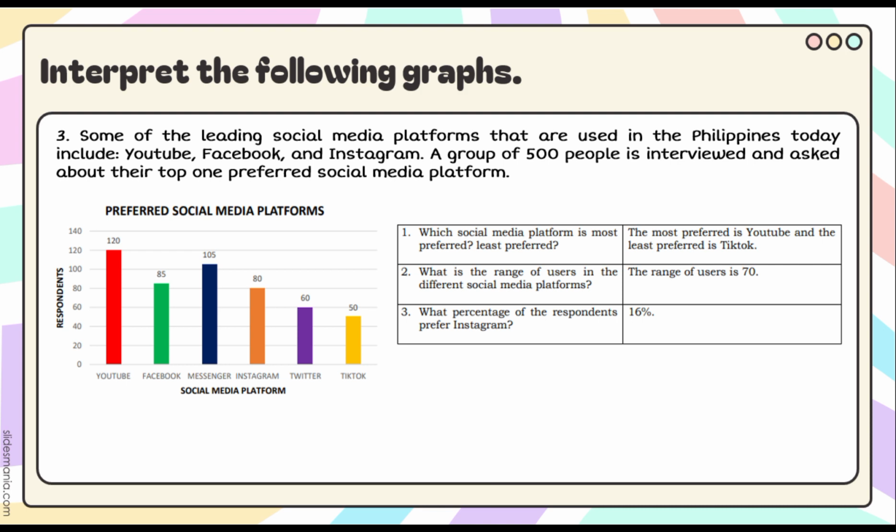For the third question, what percentage of the respondents prefer Instagram? What is the number for Instagram here? 80, right? If we add 120 plus 85 plus 105 plus 80 plus 60 plus 50, it results in 500 because 500 people were interviewed, right? So to solve for the percentage of respondents who prefer Instagram, we take 80 divided by 500, which results in 0.16 or 16%.